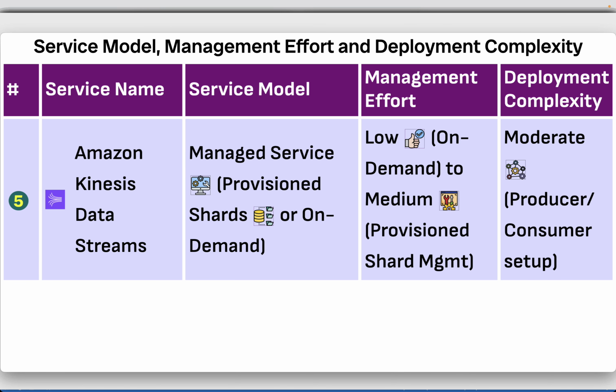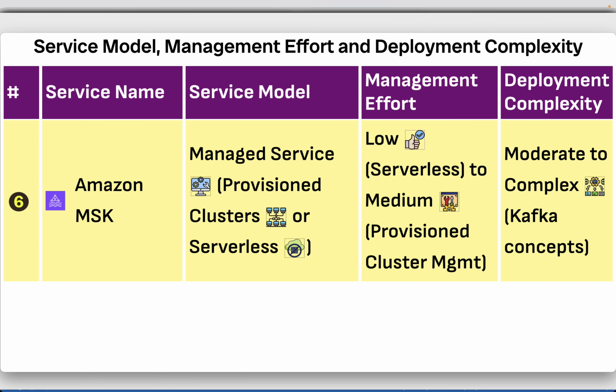Next, we have Amazon Kinesis Data Streams, a managed service with provisioned shards or on-demand mode. Provisioned mode requires manual shard management, which has medium effort, understanding throughput and shard limits. Moderate deployment complexity for producer-consumer setup. On-demand mode eliminates shard management and scales automatically, which will offer low effort.